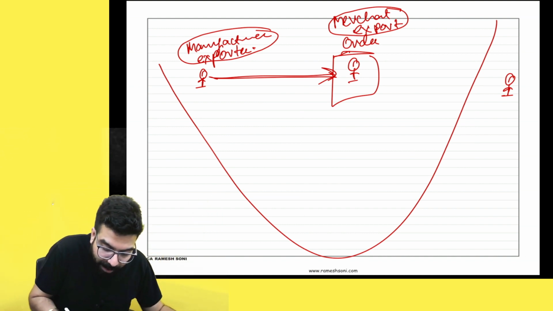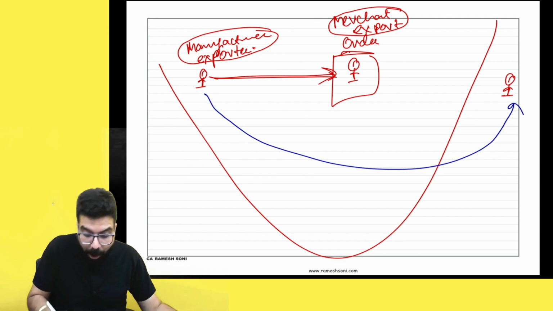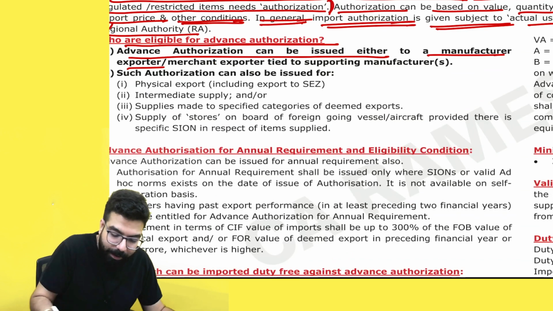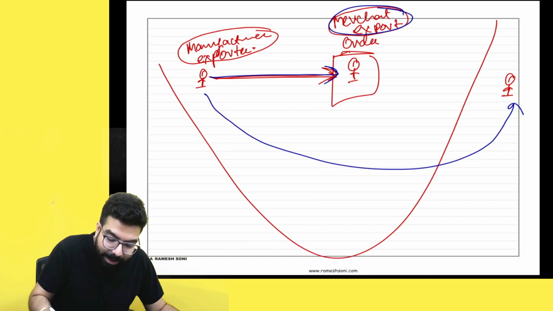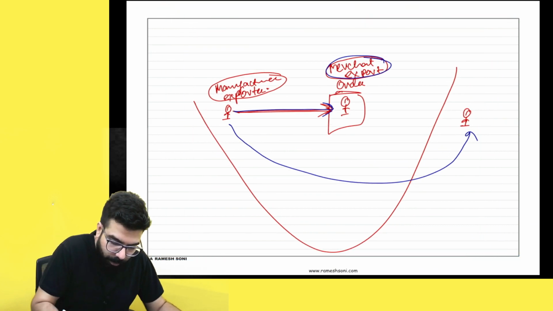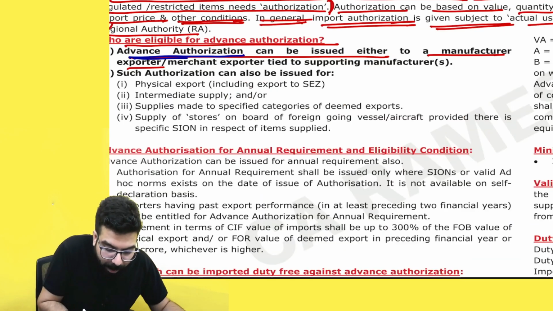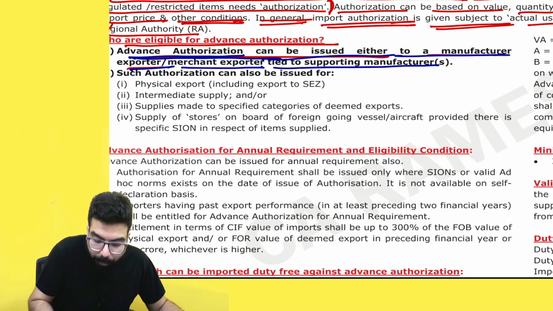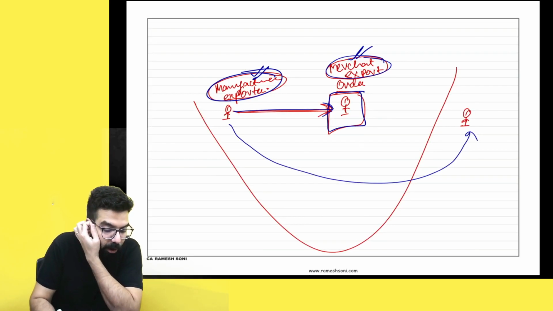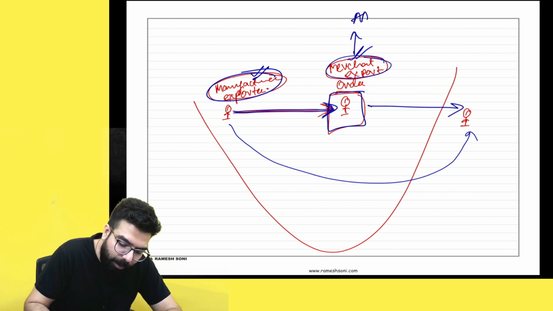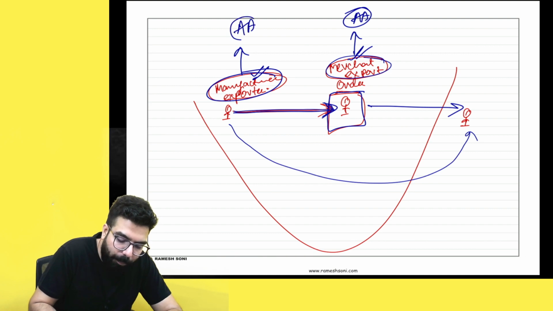So sir, even if I am a manufacturer exporter who is exporting directly, or I am going ahead and supplying it to a merchant exporter, or I am a merchant exporter, they are going ahead and telling advance authorization can be issued either to a manufacturer exporter, a person who is doing manufacturing activity, or a merchant exporter tied to a supporting manufacturer. Means if I am a merchant exporter who is buying from other manufacturers and exporting, I can also go ahead and take advance authorization.